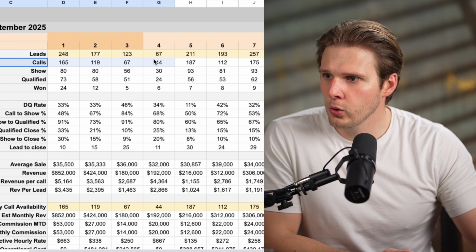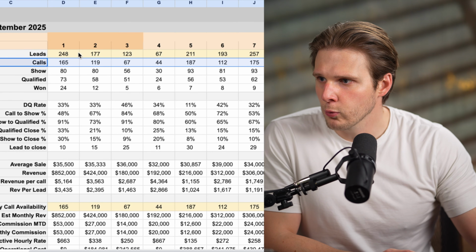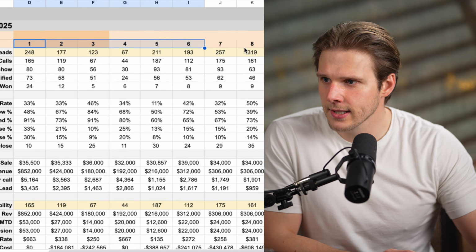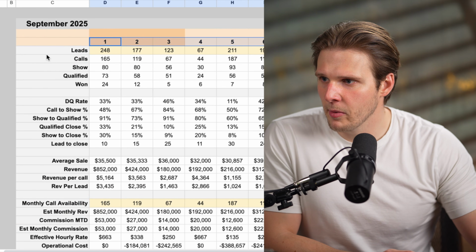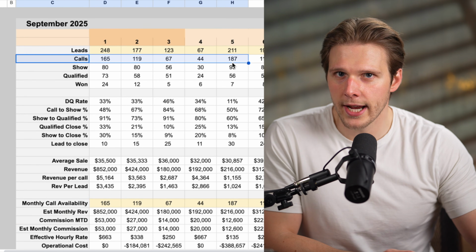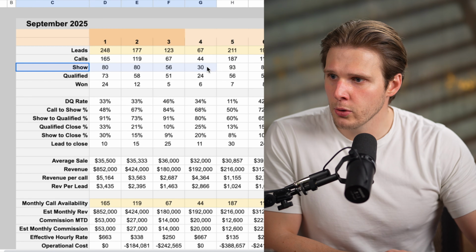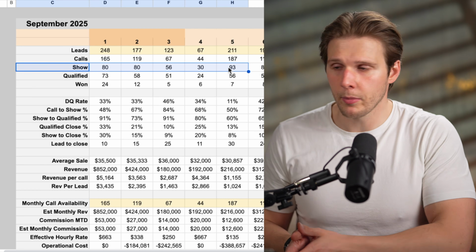So starting off with the most important metric here that most sales teams track, which is total number of calls taken. So right up here, I have the September numbers, and this is every single rep, 1, 2, 3, 4, 5, 6. There are a couple of different colors that I'll explain in a moment, but we're going to start with the number of calls taken because most people think that is actually the most important. Then we have number of shows, so how many of those calls actually showed up to their call.